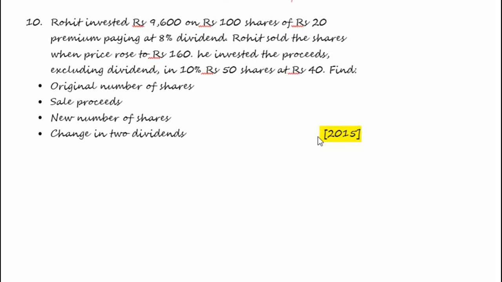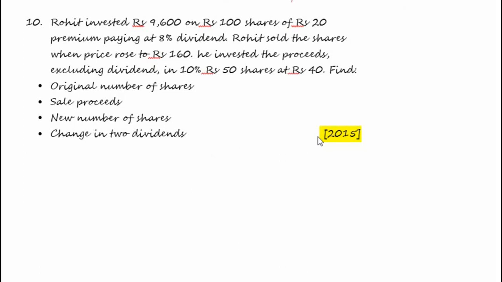Next problem. This is the last problem that we will solve here. Rohit invested rupees 9,600 on rupees 100 shares of rupees 20 premium, paying at 8% dividend. Rohit sold the shares when the price rose to 160. He invested the proceeds excluding dividend in 10% rupees 50 shares at rupees 40. Find the original number of shares, sale proceeds, new number of shares, change in the two dividends.